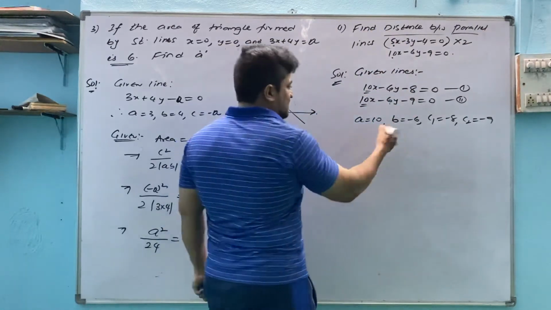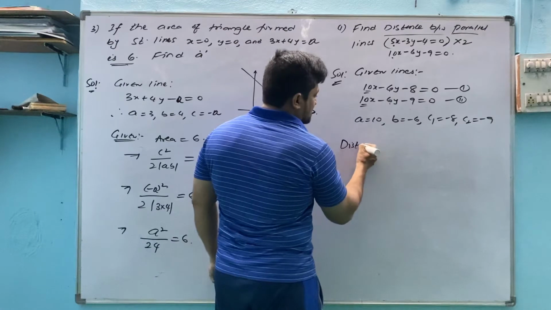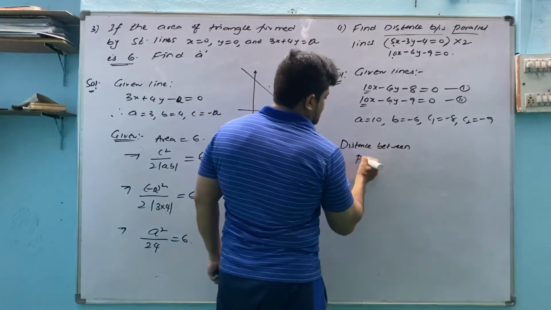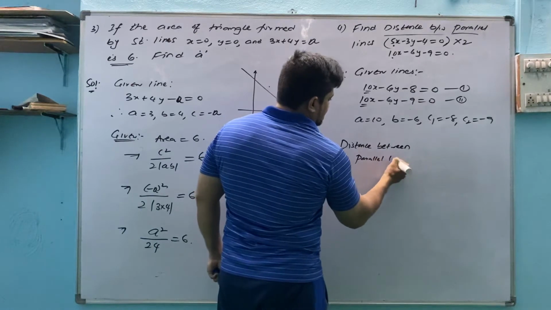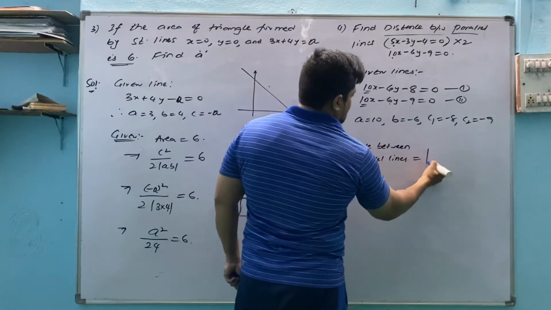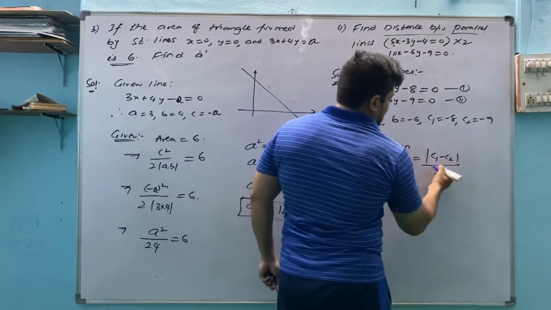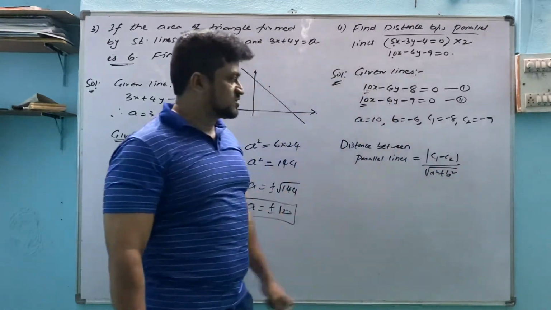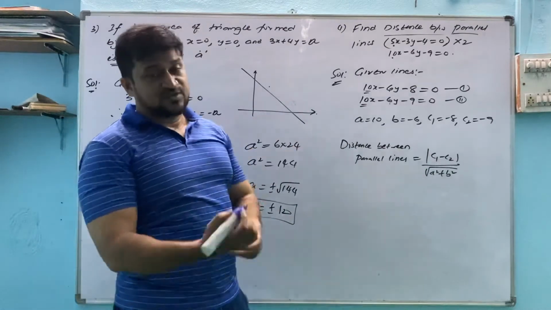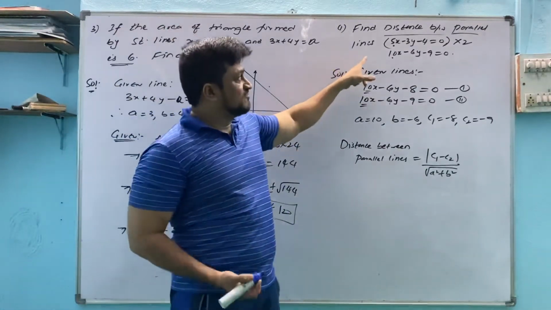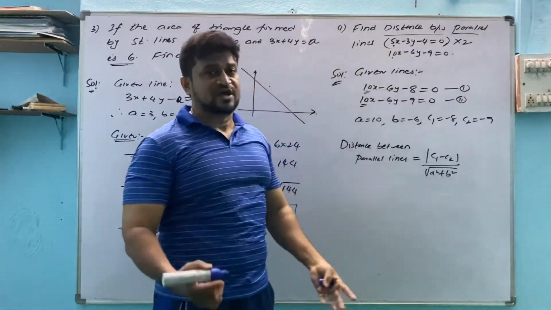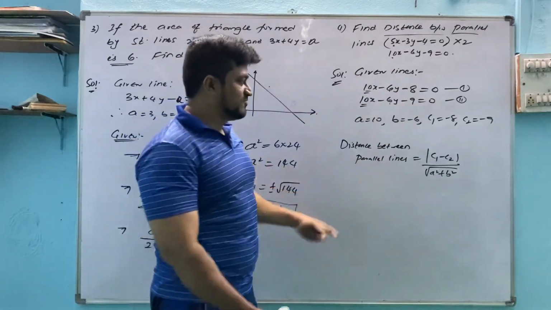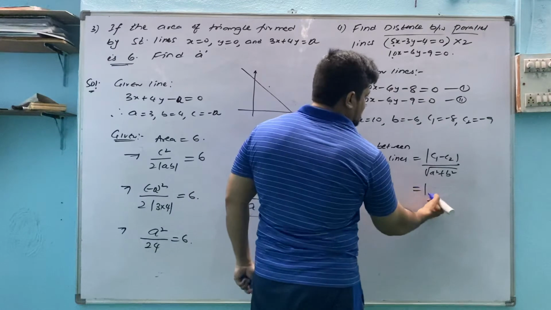Now, once we have these values, we write the distance between parallel lines: C1 minus C2 by root over a square plus b square. I think I have given you this formula also. How to get the values is important. You have to remember how the parallel lines were given and what we have done, and from where we got a, b, c1, c2. At the time of substitution we can get these.